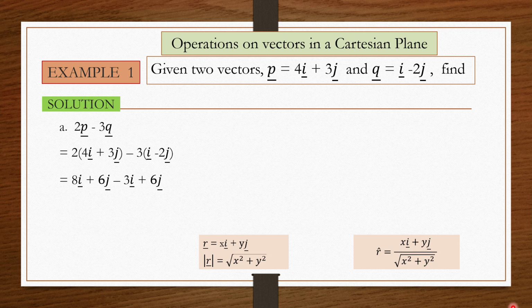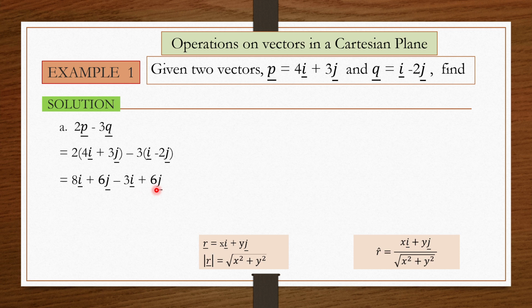After the expansion, here you have 2 times 4i, you'll get 8i, plus 2 times 3j equals 6j. Next, negative 3i times i, you'll get negative 3i. And then here negative 3 times negative 2j, so negative becomes positive 6j.